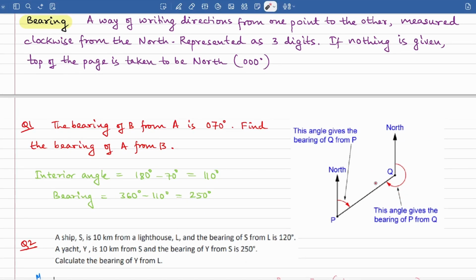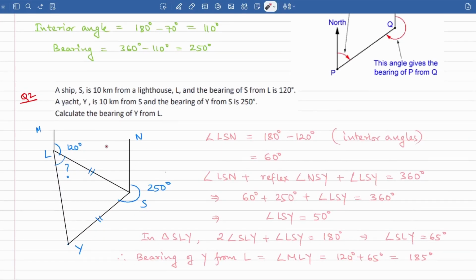The most important thing is drawing the diagram. This is the diagram that you will need to draw. See, from L you have S at 120 bearing. This is the north line. From S you have Y at 250 bearing. This is the north line and this is 250. So this distance is given as 10 km and this distance is given as 10 km. That makes LSY an isosceles triangle.